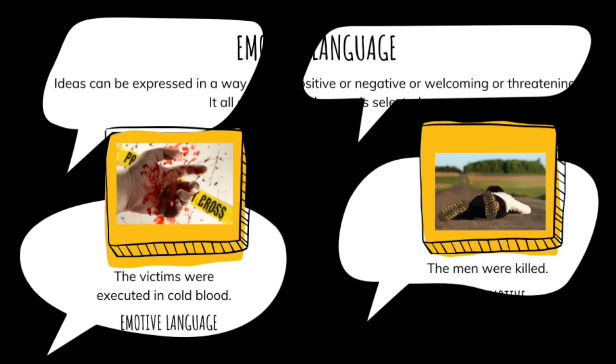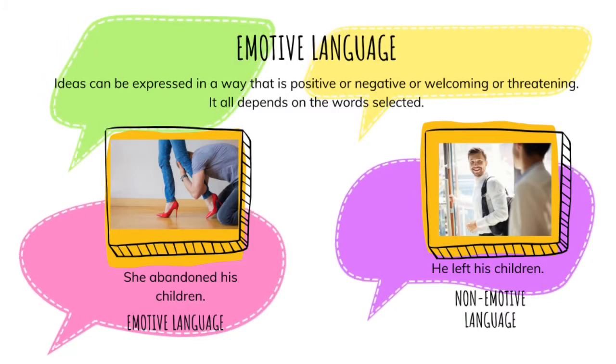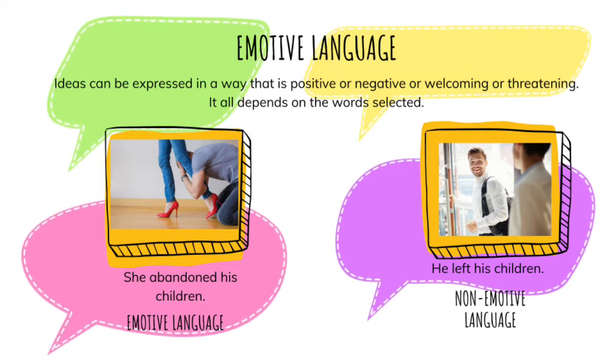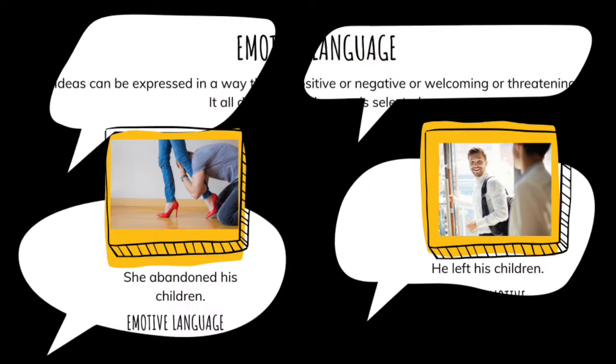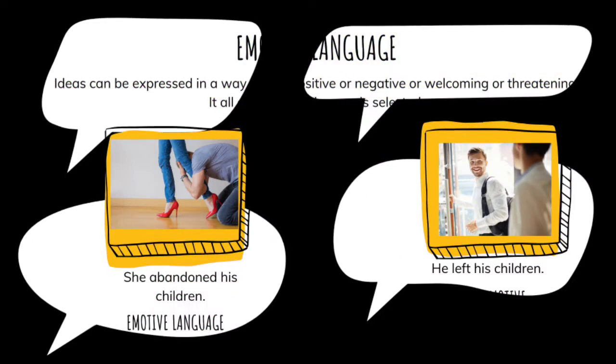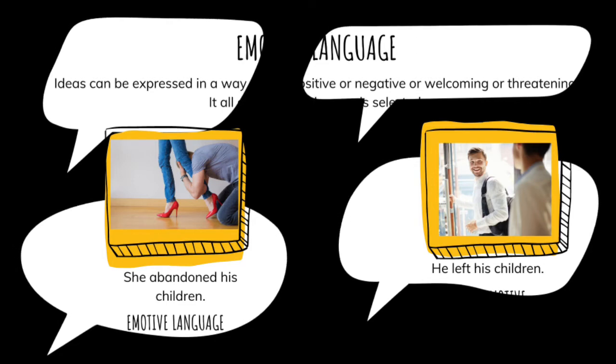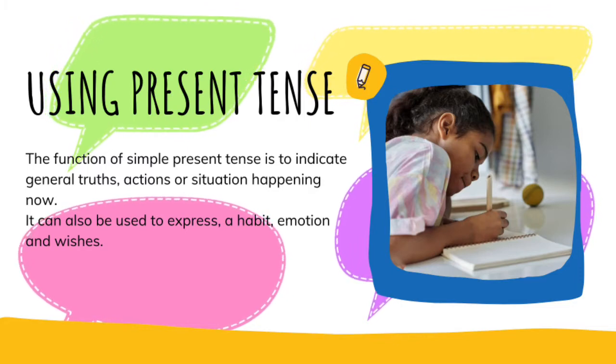Okay, now let's see another example of emotive language. For example, he left his children. If you want to make it stronger, you can use emotive language, abandon. Replace the word left with the word abandoned. Your sentence would feel stronger. It's not really strong when you say he left his children, compared to when you say she abandoned her children.